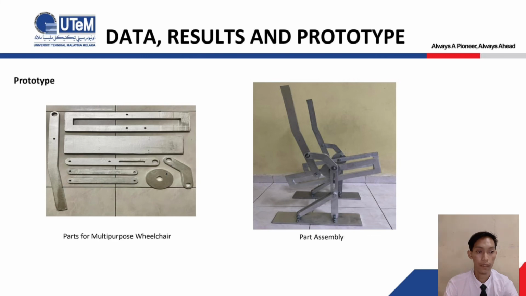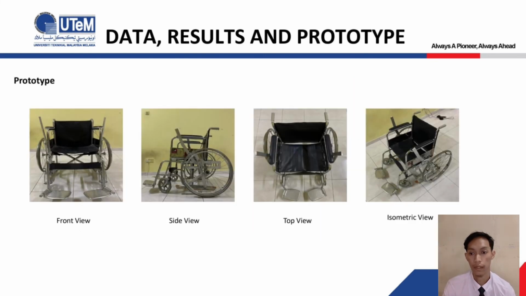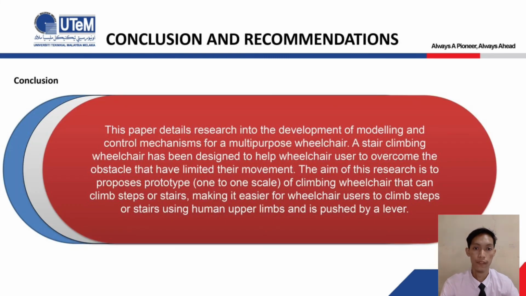The installation of each item is not difficult because all of the pieces must be combined. Then for the second diagram, the part assembly indicates that all of the pieces have already been assembled. Okay, then the mechanism part is being assembled to the wheelchair to show the entire assembly of the prototype. Then lastly, the last chapter is conclusion and recommendation.